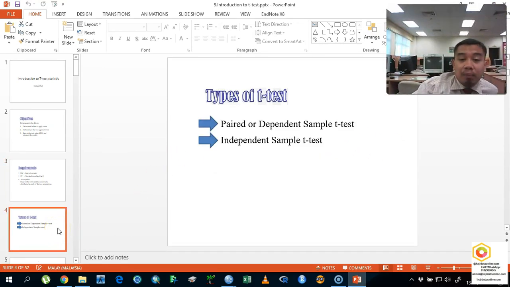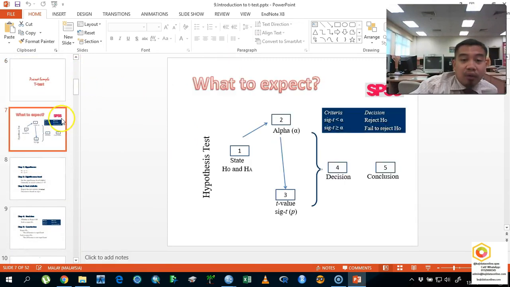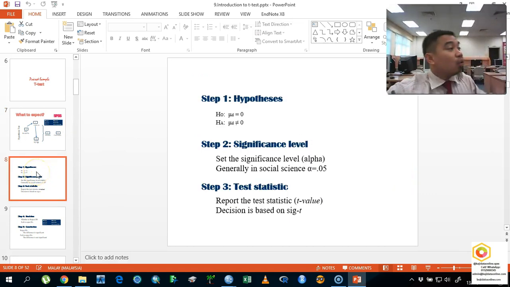Okay, now we have the paired sample and independent sample. I already explained to you before. So now we are going to see the steps. The first is to state your null and alternative hypothesis, alpha, t-value, decision, and making a conclusion. It is very simple, it's straightforward.